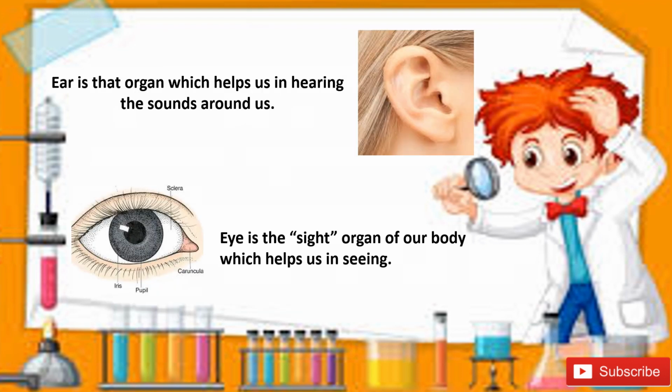Let's start with our ear. So ear is the organ through which we hear and it gives us the hearing sense. Which sense? Hearing sense. Second is eye, which allows us to have the sense of sight.